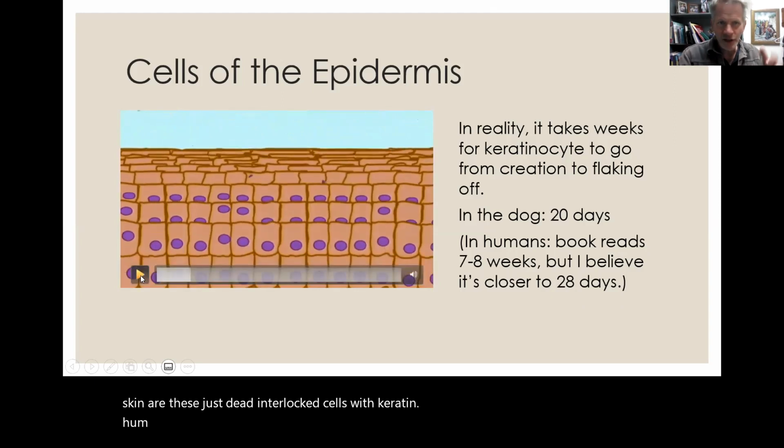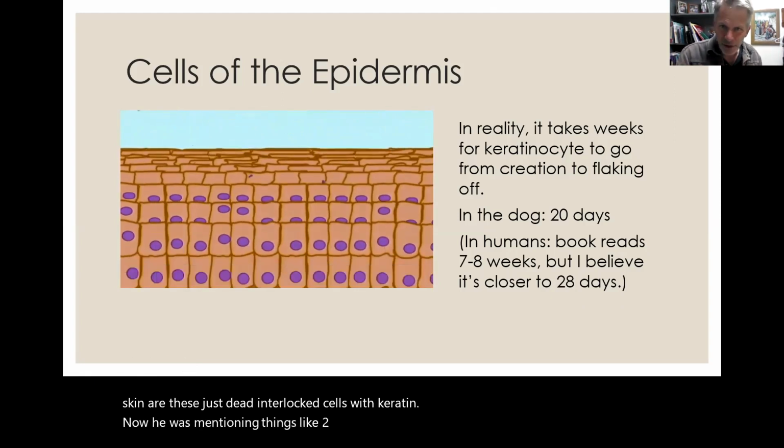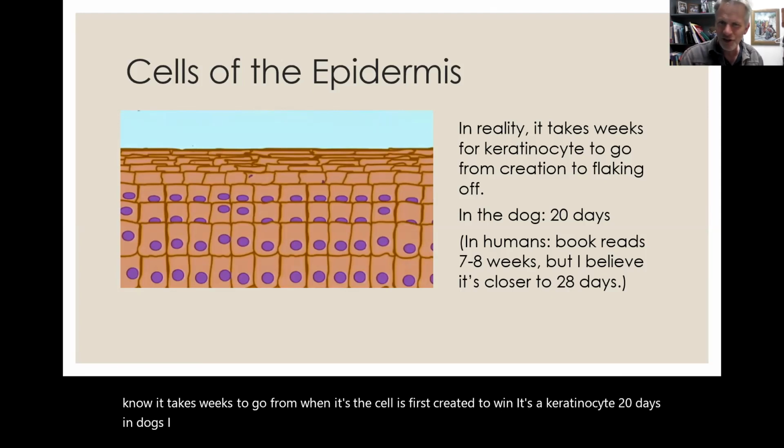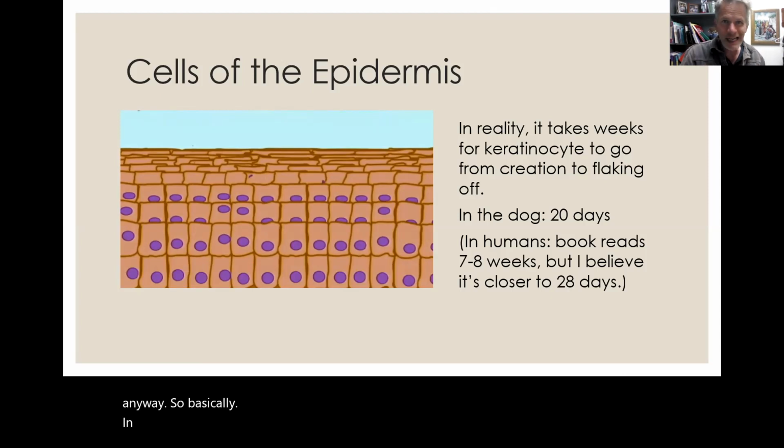Now, he was mentioning things like 2 weeks and this and that. I don't really know. In animals, we know it takes weeks to go from when the cell is first created to when it's a keratinocyte. About 20 days in dogs. I think the book says in humans it's like 8 weeks, but I think it's closer to 28 days. Anyway, basically, in you, every 28 days, you're a new you. You're totally different skin. And the dog's outer layer is new every 20 days.